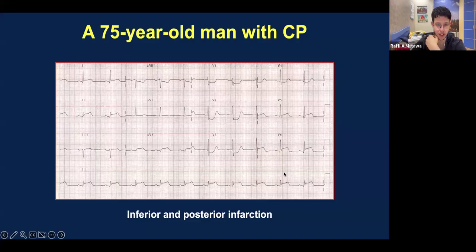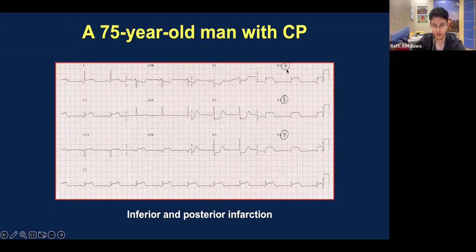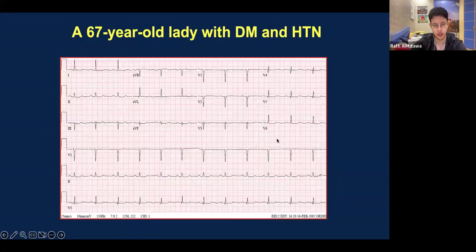And of course, our evaluation is not complete. We will need to do a posterior. So this is telling you already that this is inferior and posterior. There is a trick that some people do where if you flip this page upside down, V1, V2, and V3, as well as V4, would look like ST elevations. So this is an indication that this is a posterior MI as well as an inferior. But V6, V7, V8, and V9 are important to have too. Okay.